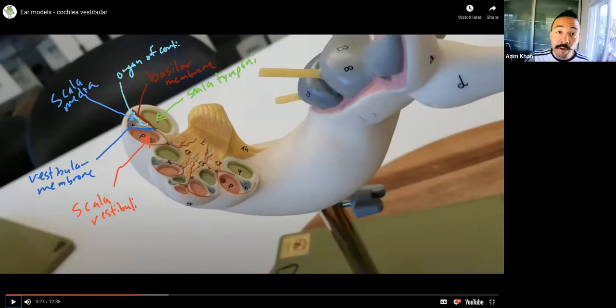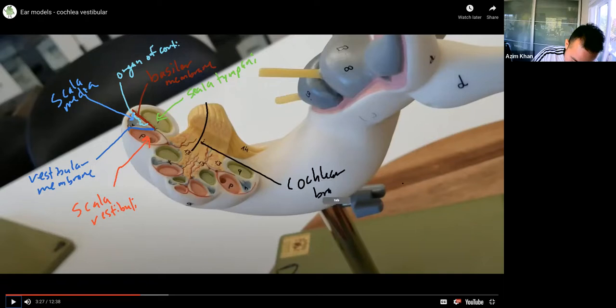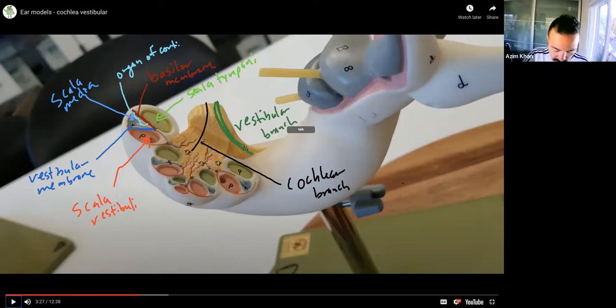You can also see the two branches of cranial nerve 8. Here we have the cochlear branch. And here, different color, we have the vestibular branch of cranial nerve 8.